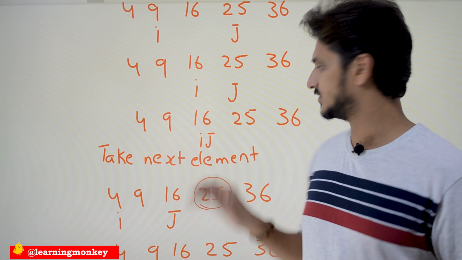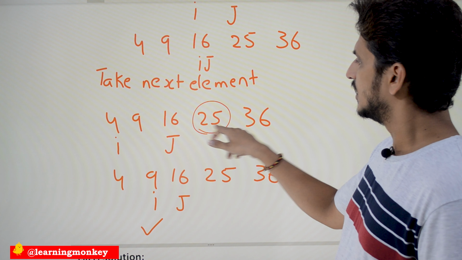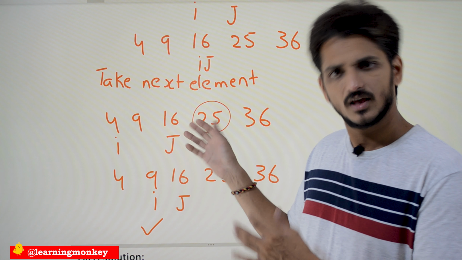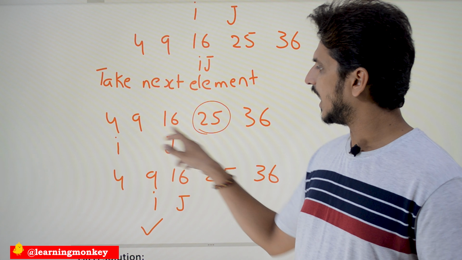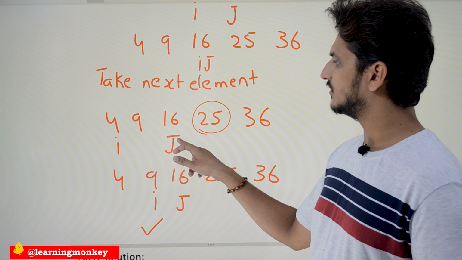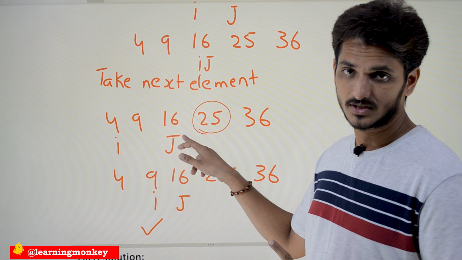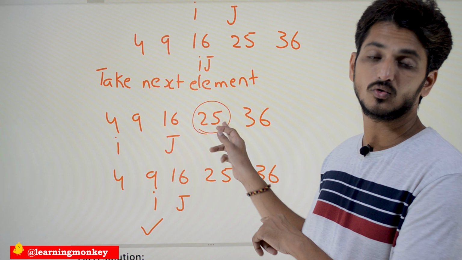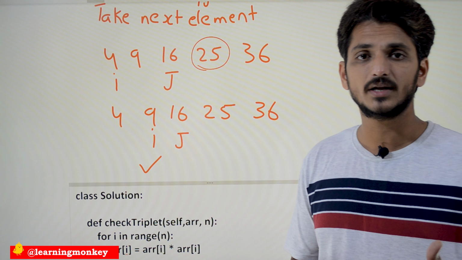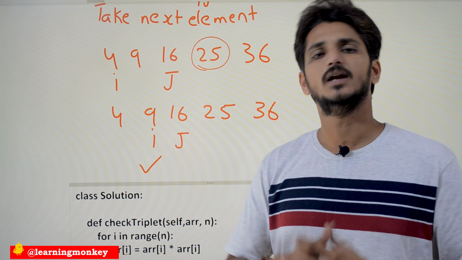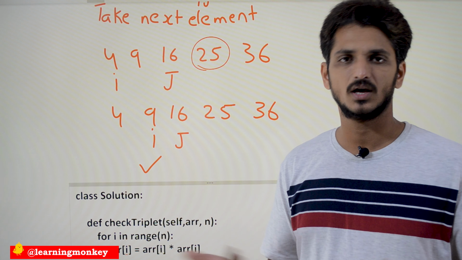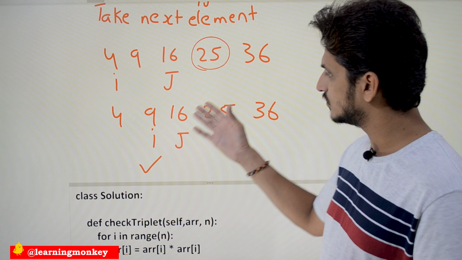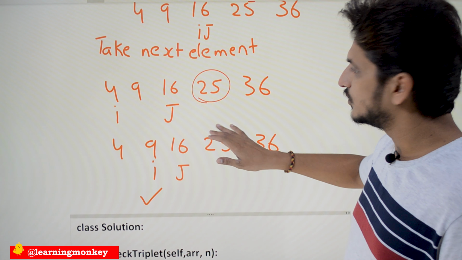Check the next combination. What's the next combination? Leave 36. Now we take 25. Again do the same process. i and j: 4 plus 16, which is 20, is less than 25. So i plus plus: 9 plus 16 is 25. We found a triplet. Come out of the loop and display yes, we have found the output. It's very, very simple. This is what we have to do.